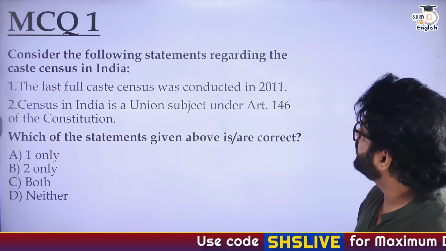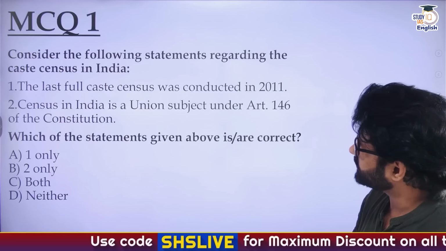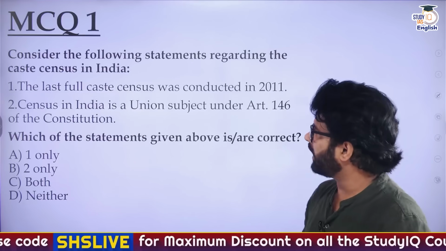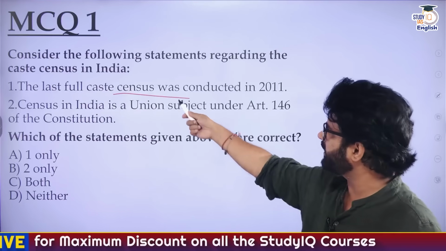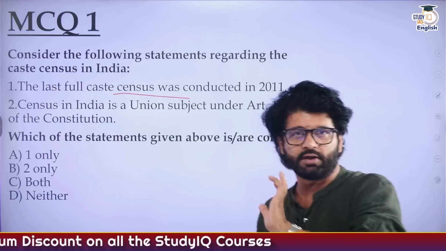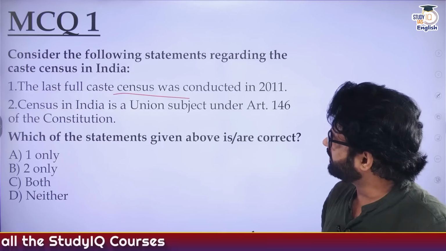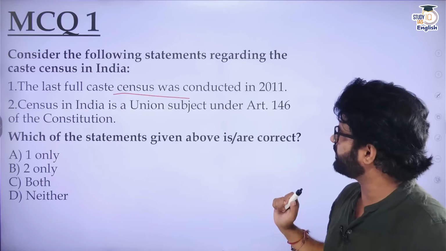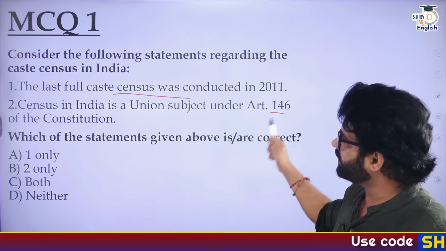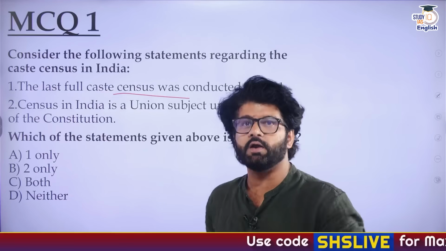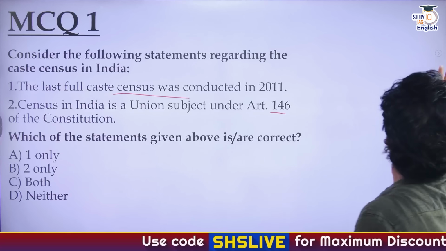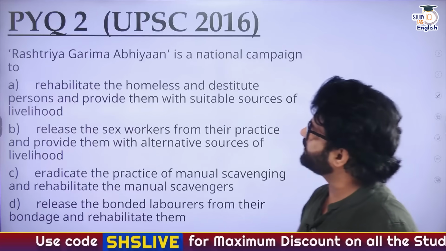MCQ 1 in front of you is related to caste census. Pay attention. Here, the last full caste census, they are not talking about a simple census, but a caste census. I'm not telling you the answer here; I will tell you where I will give you the answer. Also look at this statement: union subject under Article 246. Pay attention to each and every word. UPSC plays with words. So, if you know the answer, post it in the comment section.